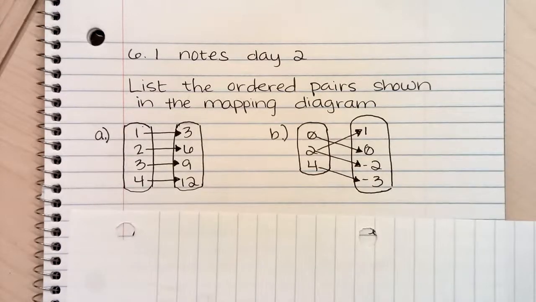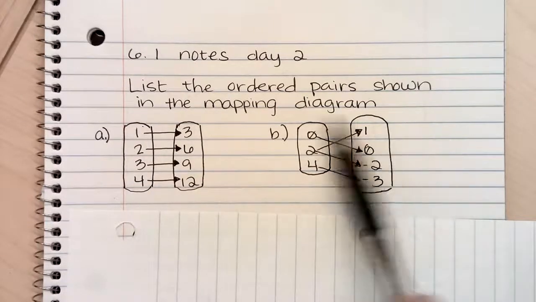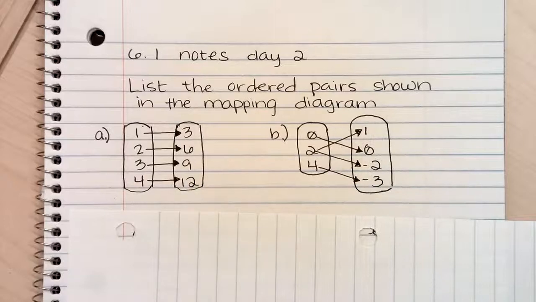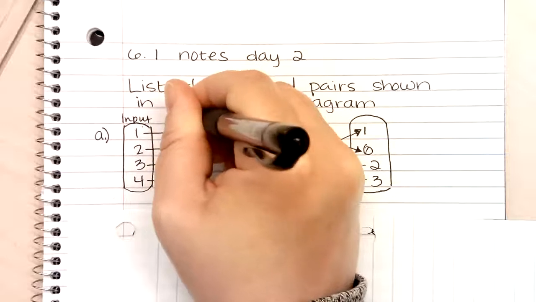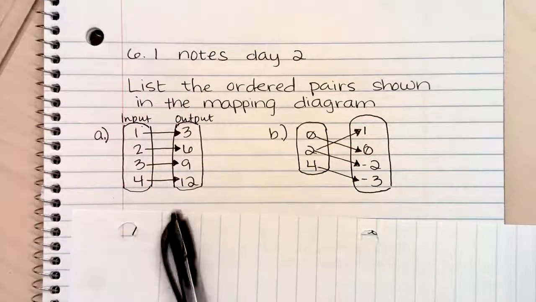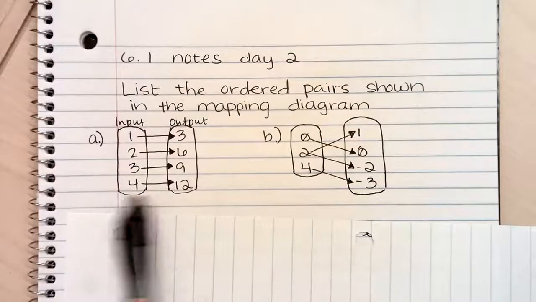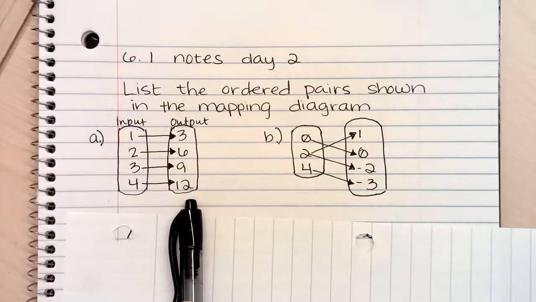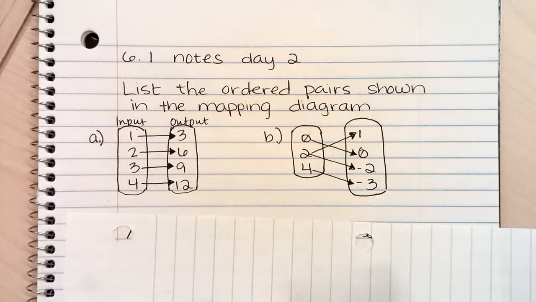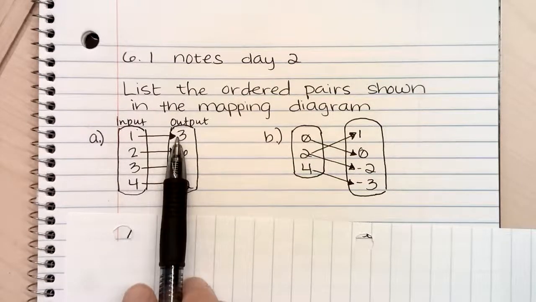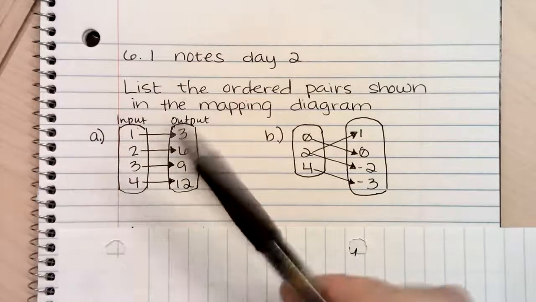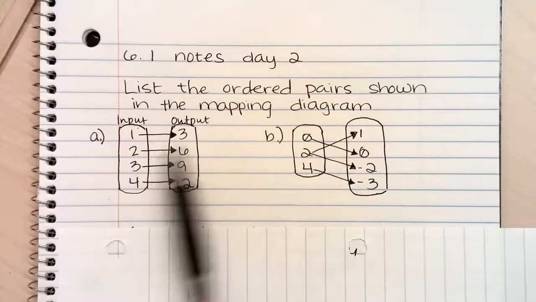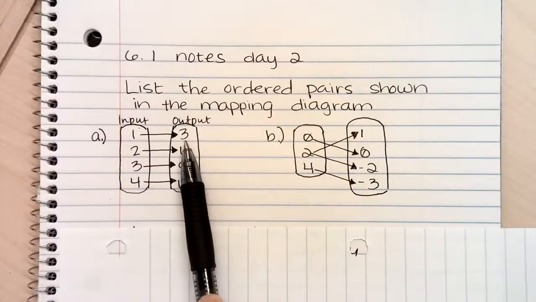Okay, here's 2 mapping diagrams. This is a mapping diagram, and this is a mapping diagram. So we're going to work with A first. These are inputs, input, output. Reminder that inputs are your X values and outputs are your Y values. So if you're going to list the ordered pairs, you look for the arrows pointing from your input to your output. Okay, so the first ordered pair in this mapping diagram is 1, 3.